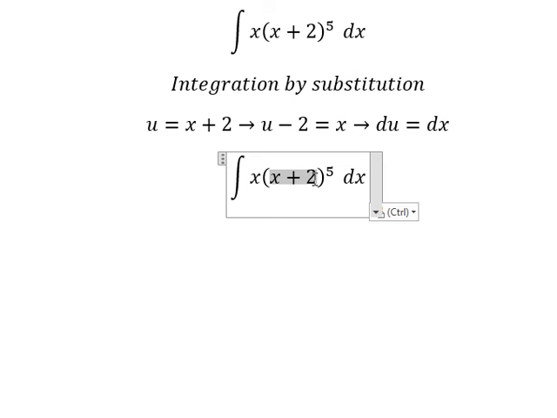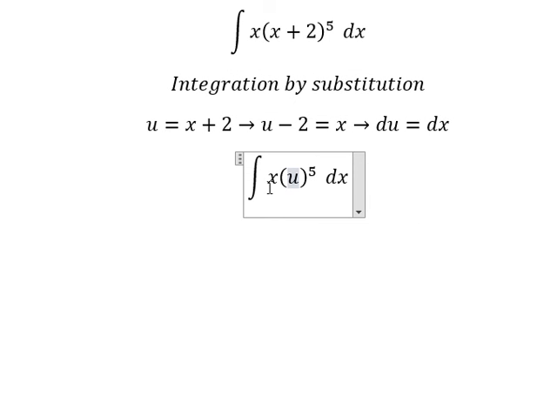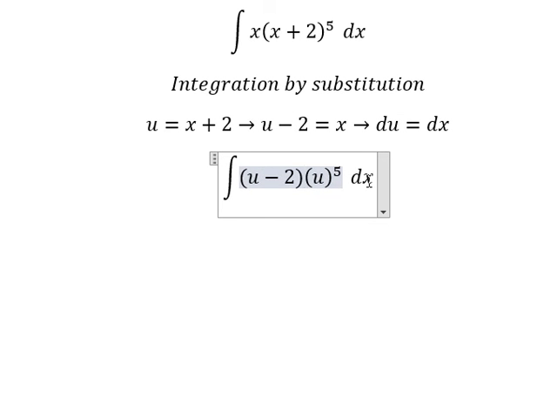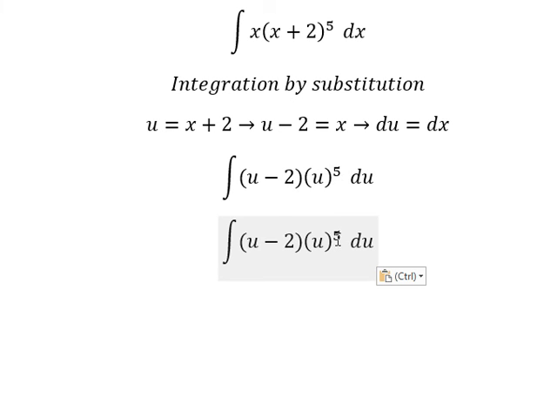So this one we change by u. X we change by u minus number 2. The x we change by the u. So u to the power of 5 multiplied by u and number 2.